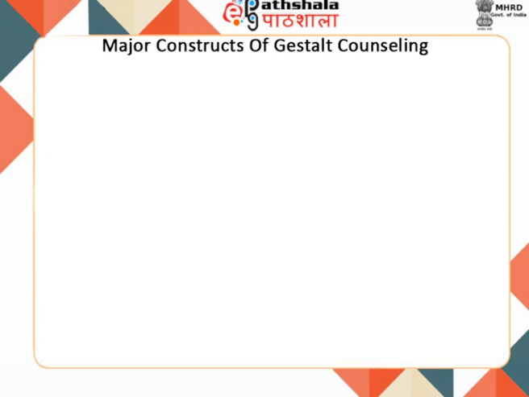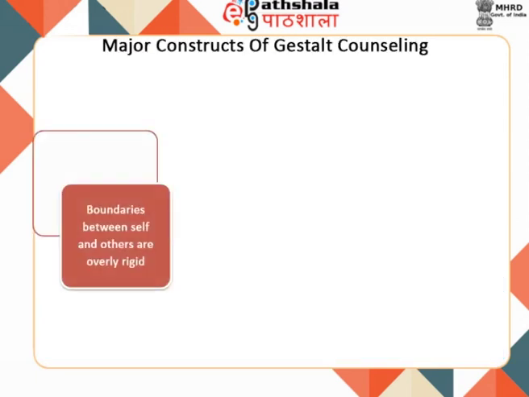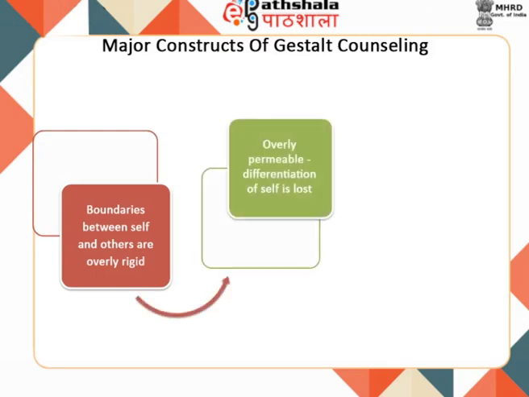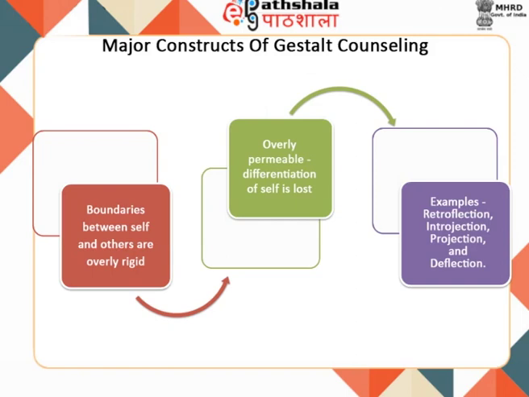Boundary disturbance occurs when boundaries between self and others are overly rigid, creating isolation, or are overly permeable, creating a merger in which differentiation of self is lost to confluence with the other. Examples of boundary disturbances include retroflexion, introjection, projection, and deflection.